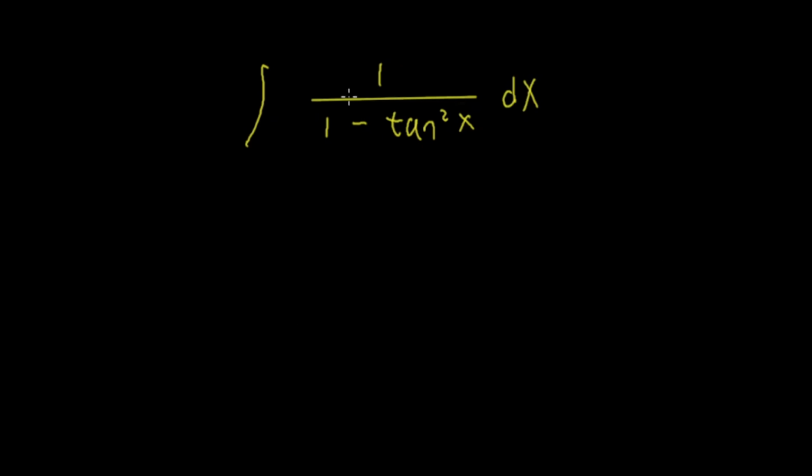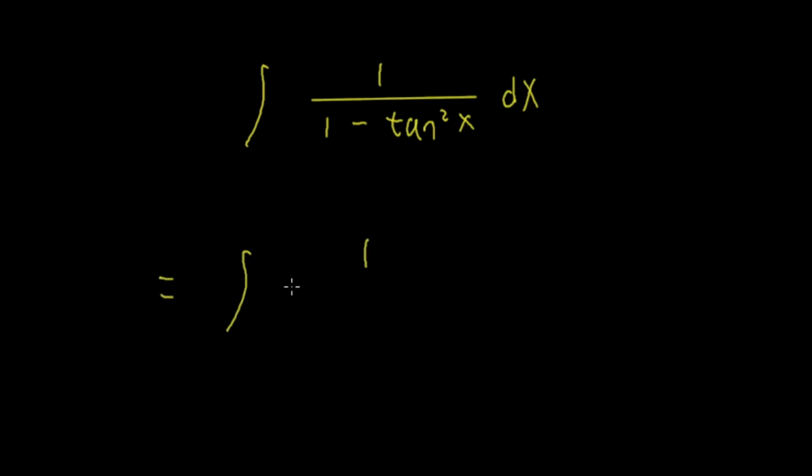Let's integrate 1 over 1 minus tangent square x dx. How do we do this? I can see that the denominator has a difference of squares. So 1 is 1 square minus tangent square x. So I can write it like this.